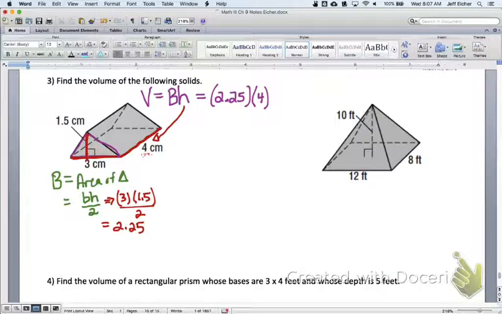Ooh, mental math, that's 9, I believe. 4/4 is 1. 2 times 4 is 8. 8 plus 1 is 9. Volume is 9 cubic centimeters. And that's the volume of the prism. Let's consider now the volume of the pyramid.